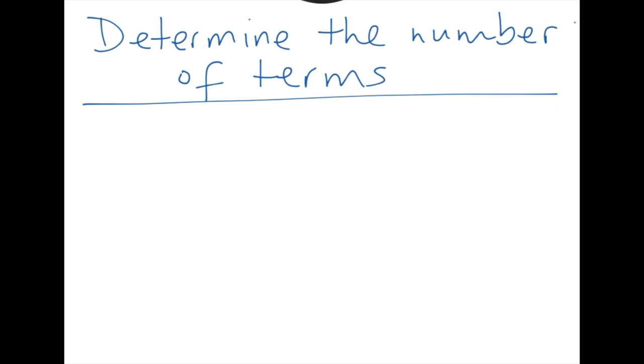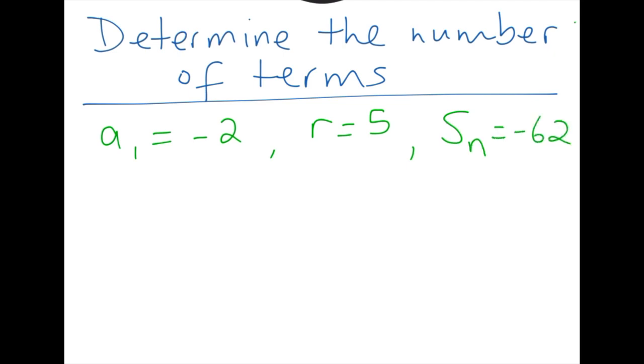Okay, here we have this question. Determine the number of terms if you know that the first term is equal to -2, you know that the common ratio is 5, and you know that the sum of the n terms is -62. So the first thing would be to write down the formula.